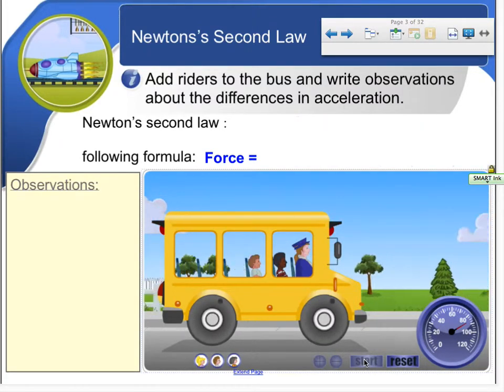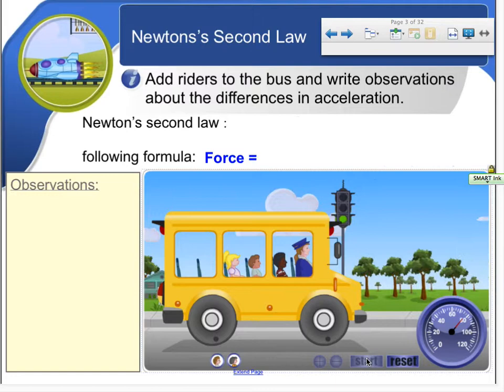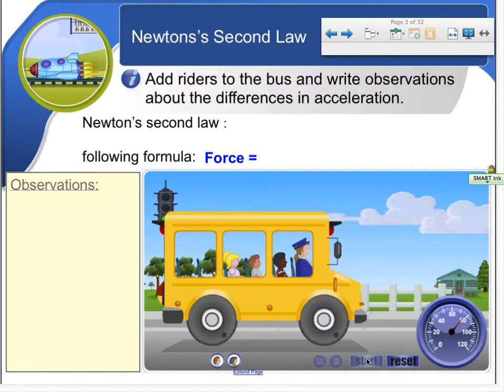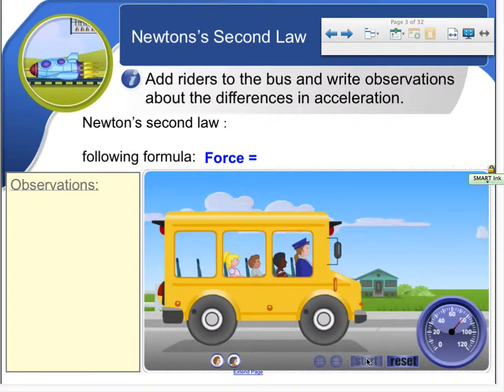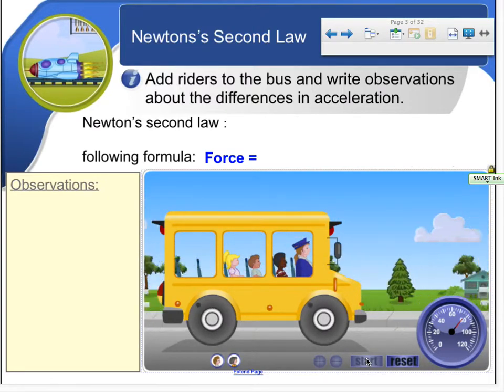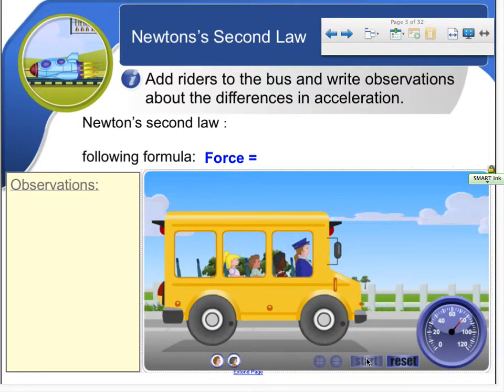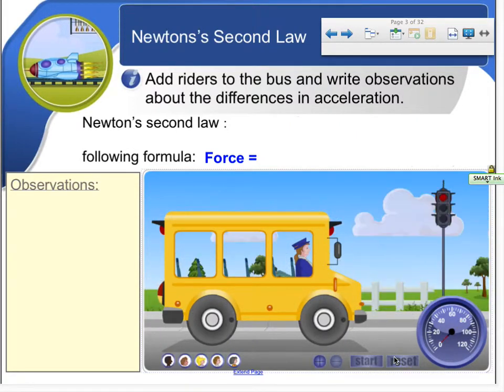Let's try it one more time. Hit reset three times. Okay. Start. Where is the needle at now? 49. Did the amount of people go up or down? Up. Did the speed go up or down? Down. You're getting reset. 40 is over there.